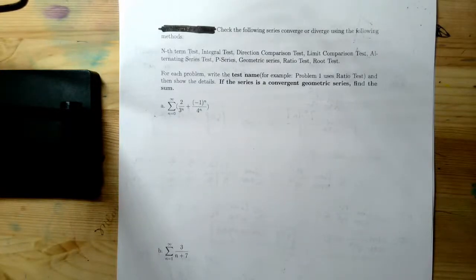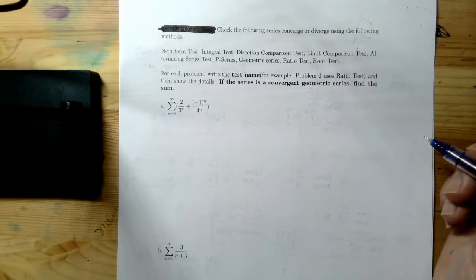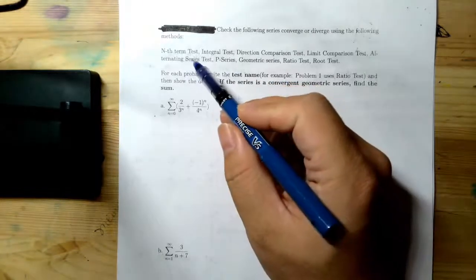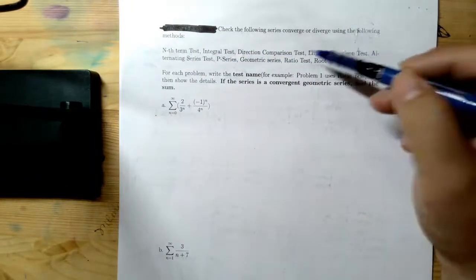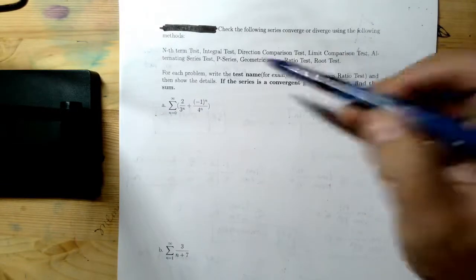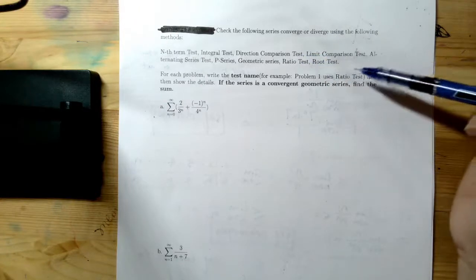Okay, so now let's look at this problem here. It said to check whether the following series converge or diverge, using the following methods. So this is a summary of all the types of methods that you can use for series. You can do the nth term test, the integral test, direct comparison test, limit comparison test, alternating series test, p-series, geometric series, ratio test, and root test.